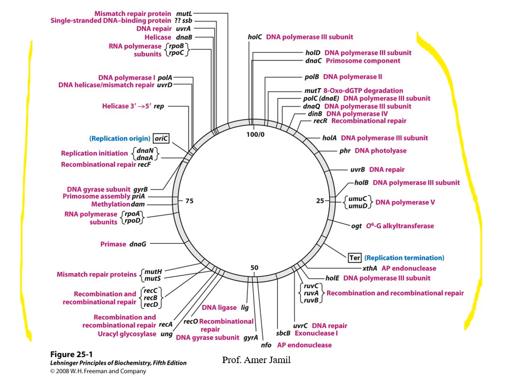In the case of prokaryotes, there is a single origin of replication, which is a sequence present on the DNA. I will talk about it more later. But this is a single origin of replication that is present in prokaryotes, and a number of different proteins are there.